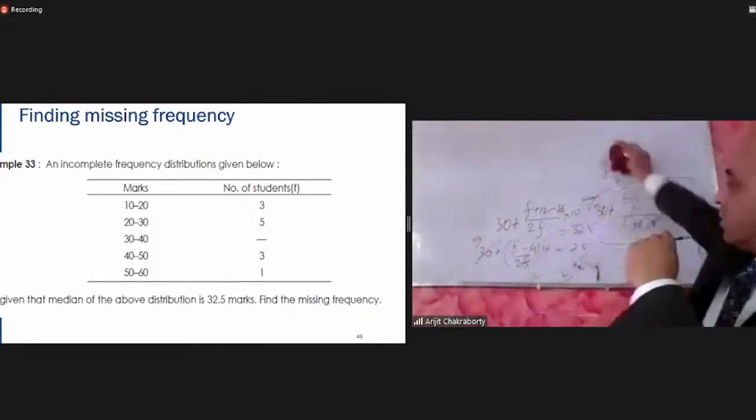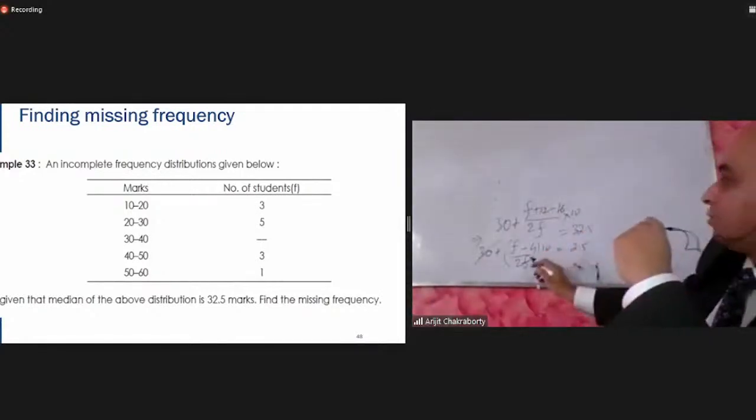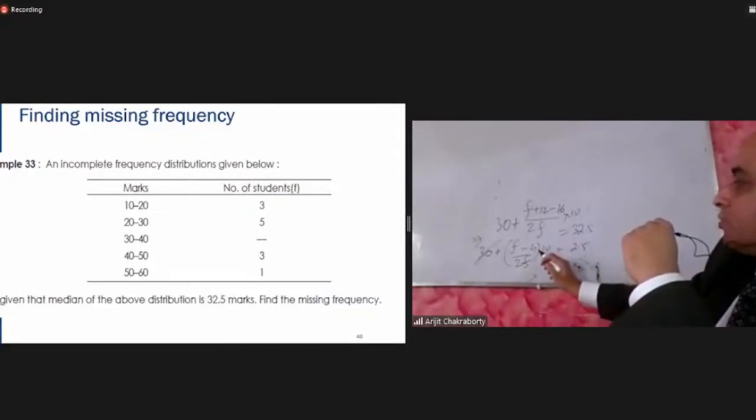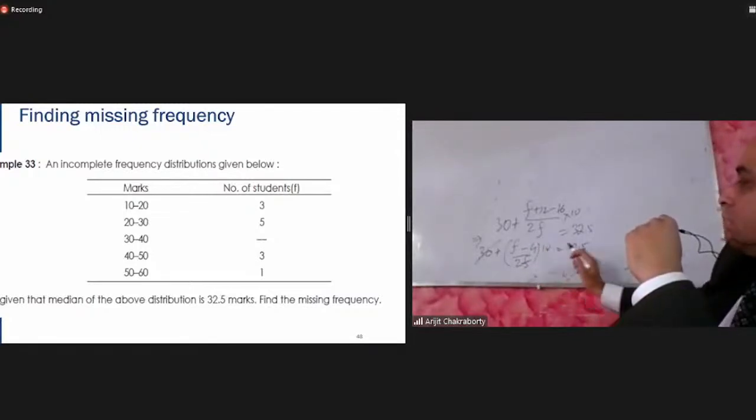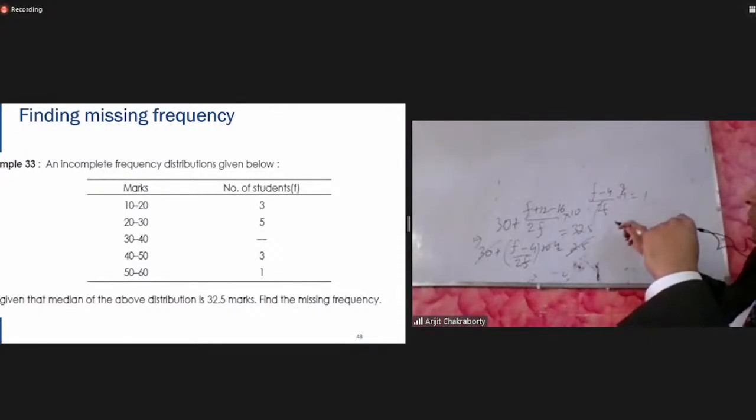So let me work out the last portion of this numerical. We have (f minus 4) by 2f into 10 equal to 2.5. 2.5 goes into 10 four times. That means I'm getting (f minus 4) by 2f into 4 equal to 1. So 2 and 2 cancel out. By cross multiplication, I am getting f minus 4 is equal to 2f. Okay, f minus 4 equal to 2f.